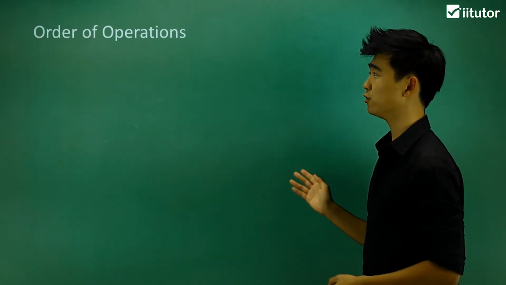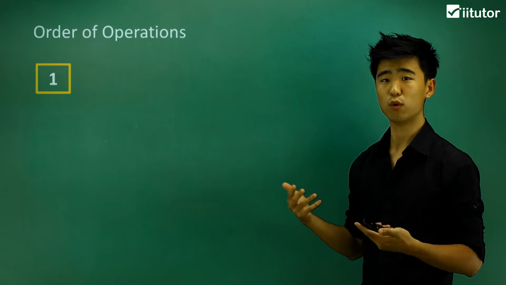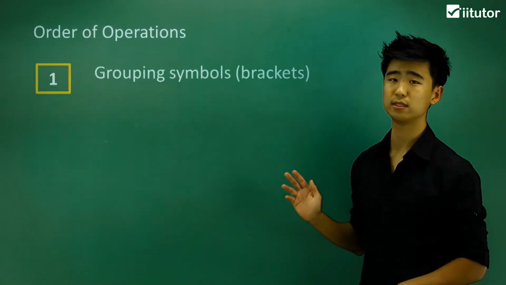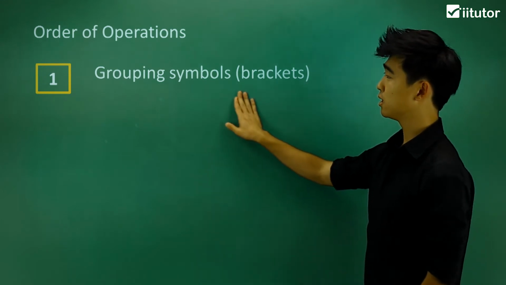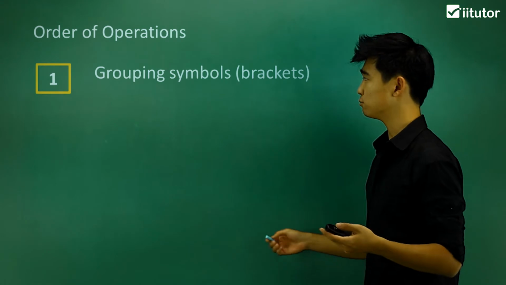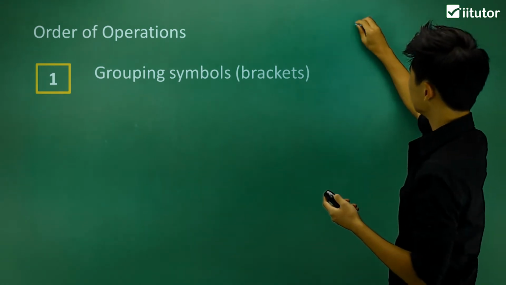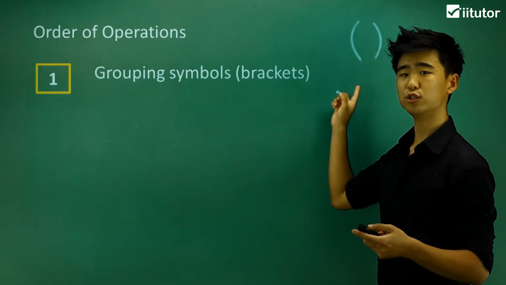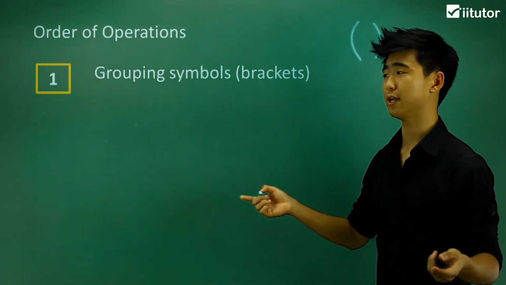So if we have a look at it, let's start off with what we have to do first. Now the first thing we're going to think about is grouping symbols, in other words, brackets. Now, I'm just going to write up here. Let's write our bracket symbol. That's the first thing we need to do, so we'll use that for when we're doing a question later on.